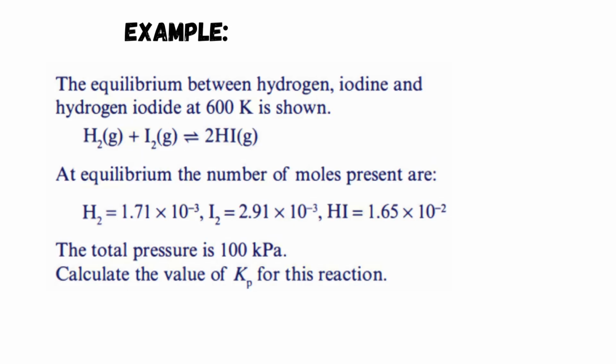Example: the equilibrium between hydrogen and iodine and hydrogen iodide at 600 Kelvin is shown. H2 plus I2 gives 2HI. At equilibrium, the number of moles present are: H2 equals 1.71 times 10 to the power minus 3, I2 equals 2.91 times 10 to the power negative 3, HI equals 1.65 times 10 to the power negative 2. Total pressure is 100 kilopascal. Calculate the value of Kp for this reaction.